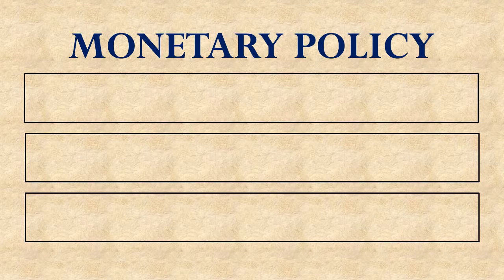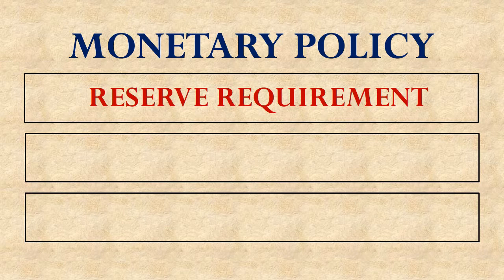So the Fed engages in monetary policy, in other words, regulating the money supply, in three ways. And we're going to talk about each of these. The first of those is something called the reserve requirement.